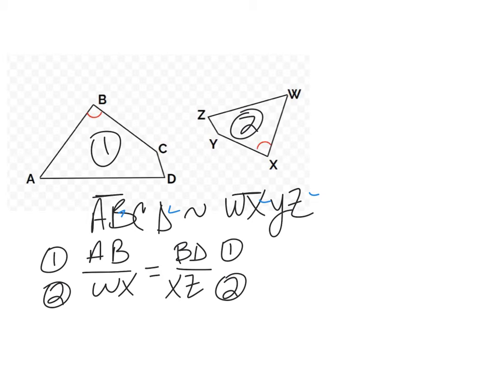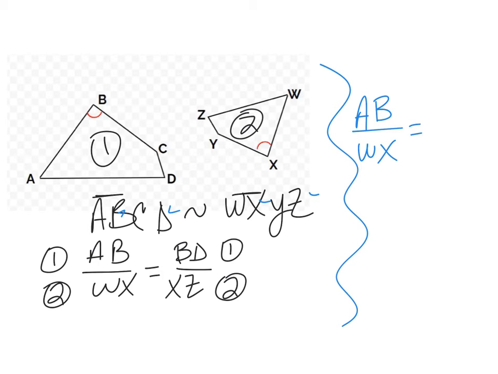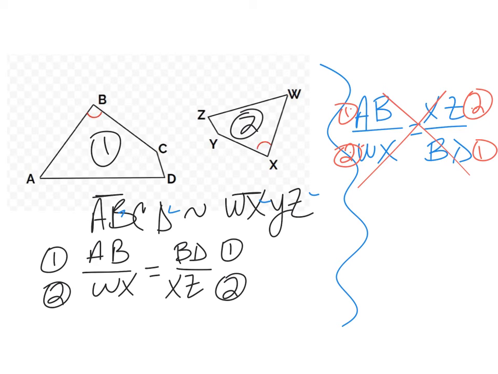So let me talk just one quick minute about what would not be correct. Suppose I had this statement: AB over WX equals XZ over BD. If I go in here, AB is on figure 1, WX is on figure 2. XZ, oh wait, that's on figure 2, and BD is on figure 1. So you see how these crisscross, they're on diagonals? That can't happen, that's not correct. Your labels have to match either within your ratio or between the ratios, okay?